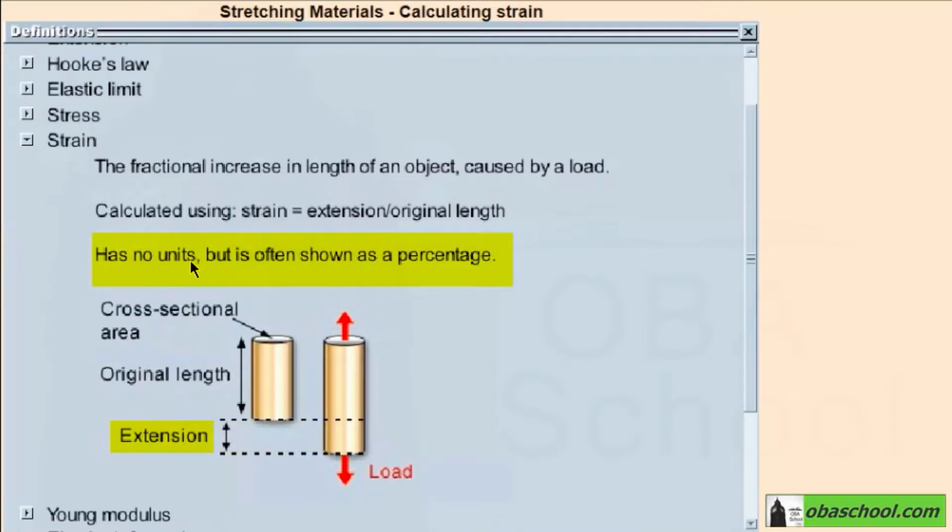The strain has no units, since the extension and the original length have the unit of length. For example, millimeters divided by millimeters results in no unit. But it is often shown as a percentage. Now let's return to the workstation.